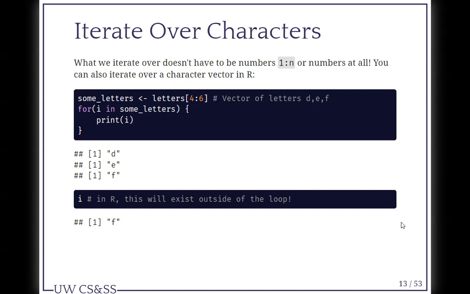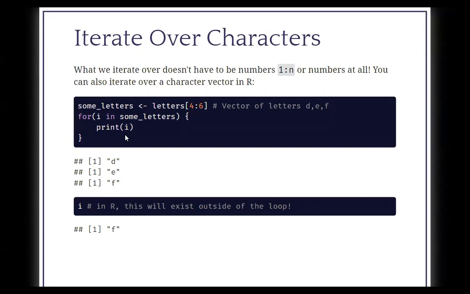Note that when you run this, i will still be in your environment and will contain the last value of your last iteration. I'll show an example of this. So we allocate some_letters. Note it's a character vector, D, E, and F are its values. We run the loop. It has printed D, E, and F down here. When we run i, it's just the letter F. So it's already run through our loop, and it's still an object that was assigned the last thing in our loop.